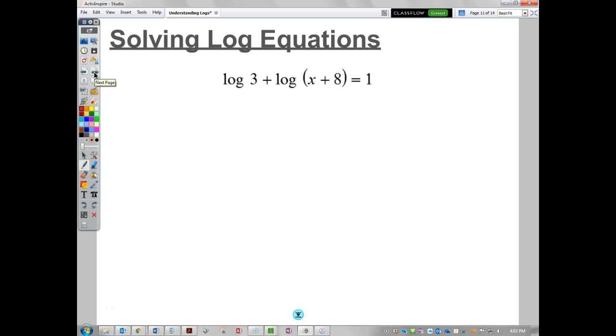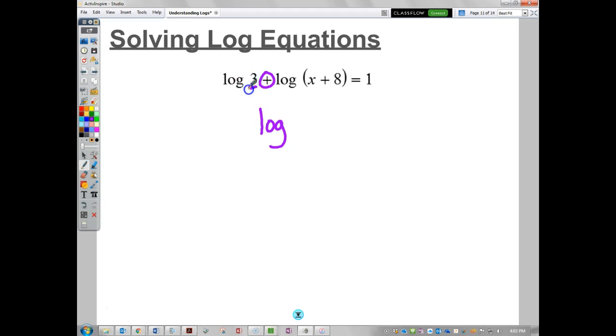All right, here we have 2 logs on the left side of the equation, but no log on the right. If you don't have logs on both sides, then you cannot cancel, and you're going to have to use exponential form to solve. But first, you must condense down to a single log, and we have 2. But they're being added. So in order to combine those to be a single log, we have to use the product property, which says to multiply.